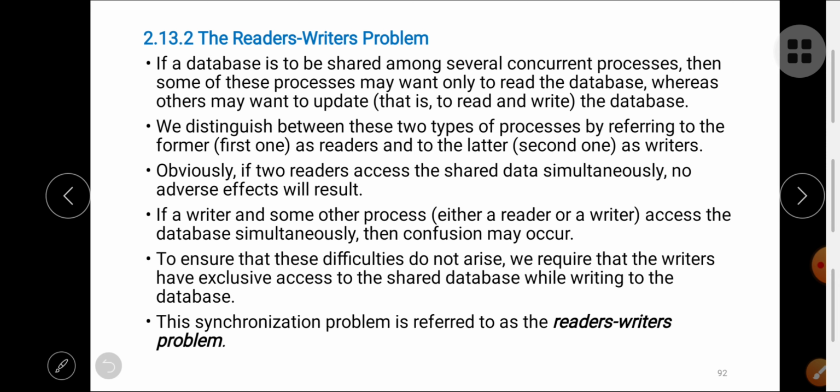Okay, so to ensure that these difficulties do not come, or to avoid these difficulties, we require that the writer have exclusive access to the shared database while writing to the database. So if he wants to write to the database, he should have complete exclusive access to that database. Okay, this synchronization problem is called the readers-writers problem.